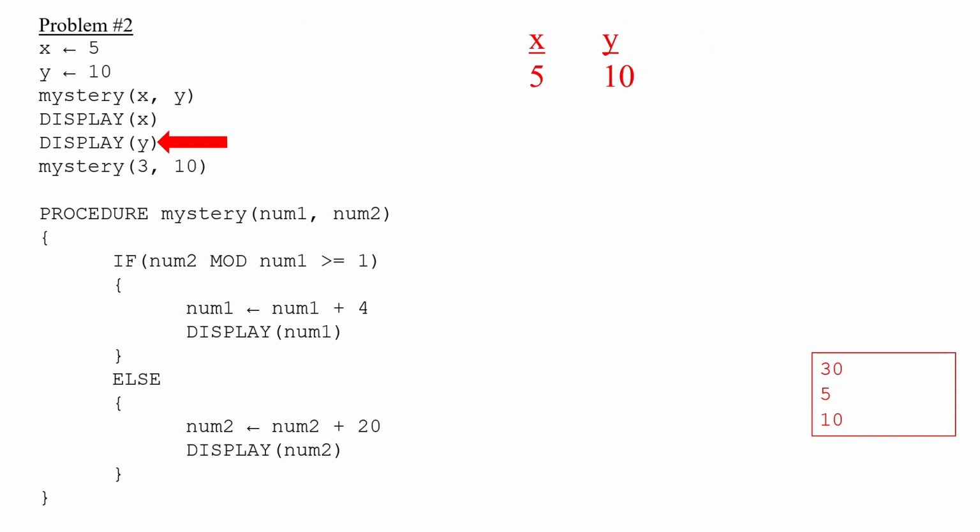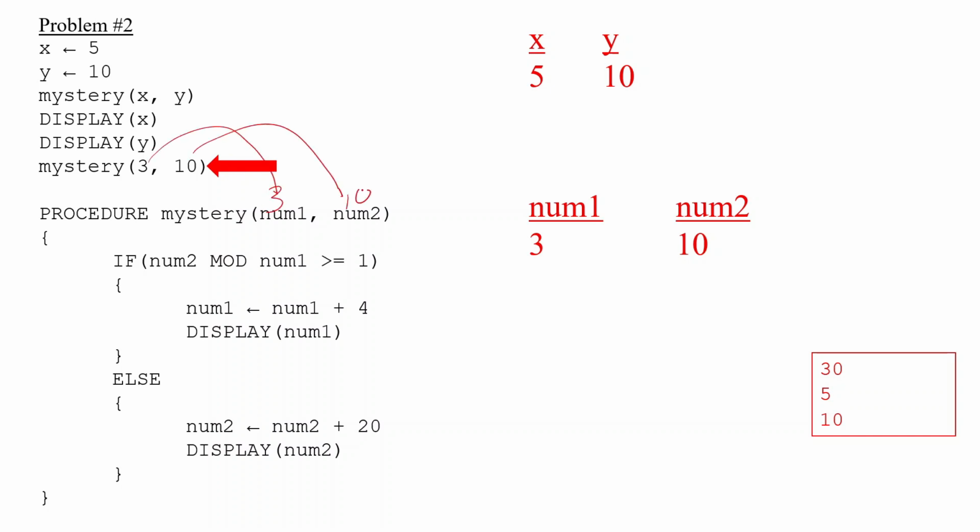I display y, which is still 10. And now I'm going to make a mystery call to 3, 10. So 3 is num1, 10 is num2. So now num1 and num2 get new values. So you see it restarted.